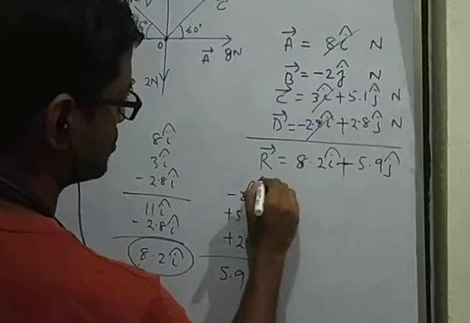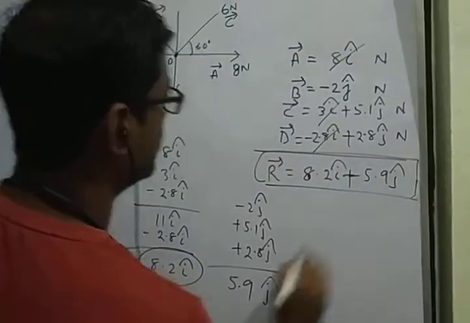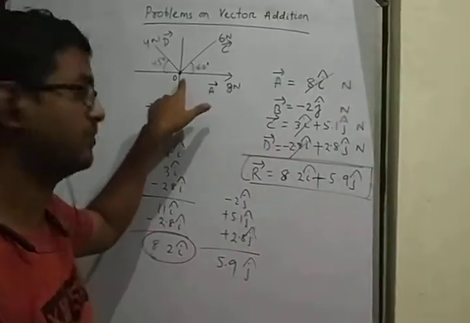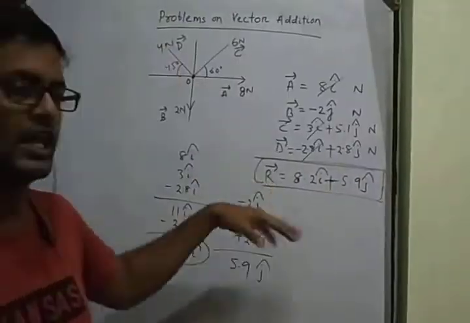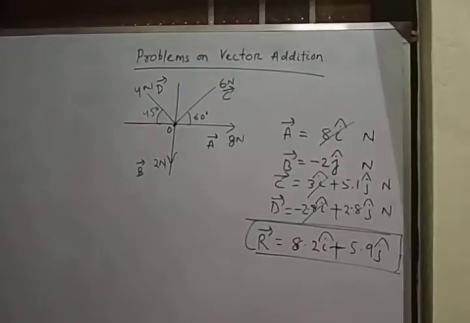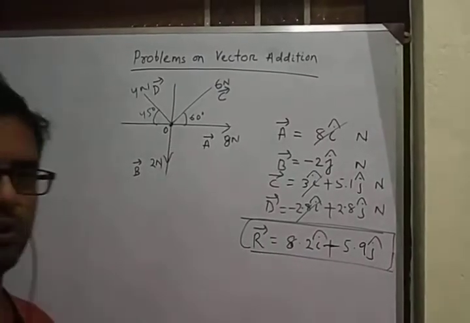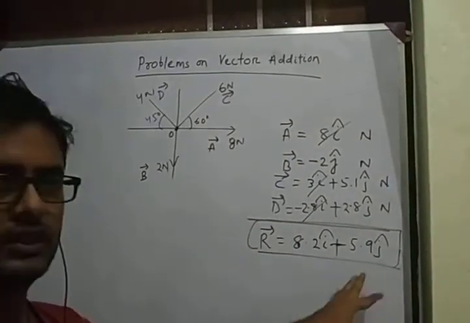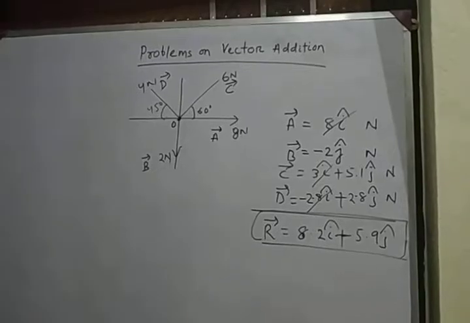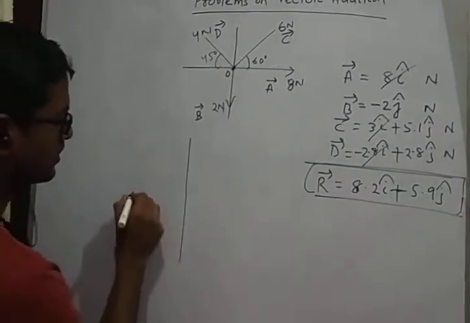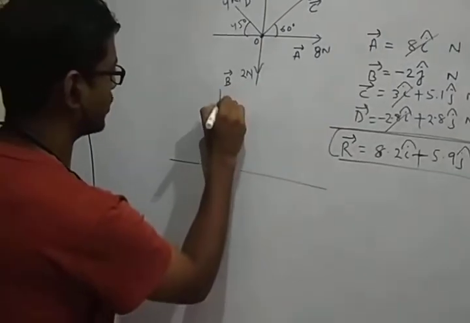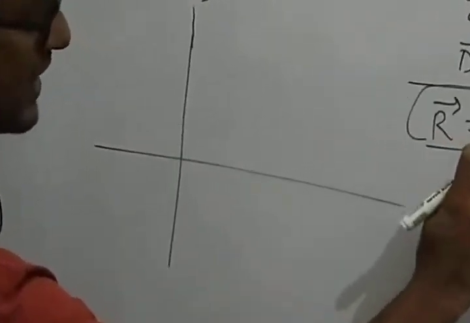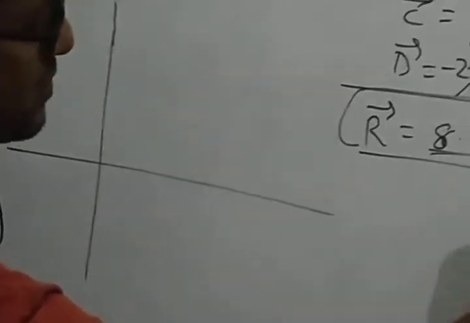So I got a new vector, that is R vector equal to 8.2 i cap plus 5.9 j cap. So whenever four vectors are acting at a point, the new vector, their resultant, will be this. So we have already got the resultant of all the four vectors, but this should be represented. So I have to draw another diagram. Just understand this, very very important. Any vector you can represent, even the resultant. Okay, R vector is 8.2 i cap plus 5.9 j cap.